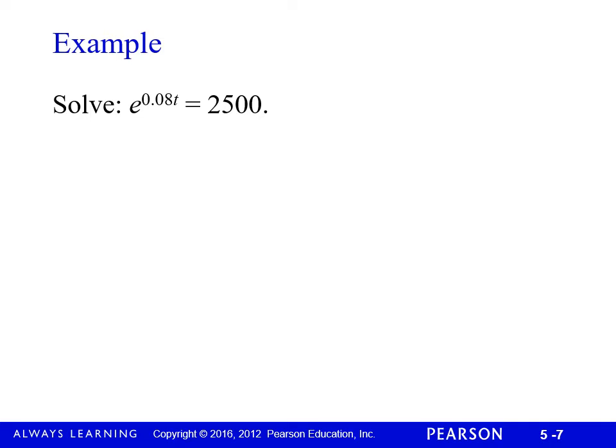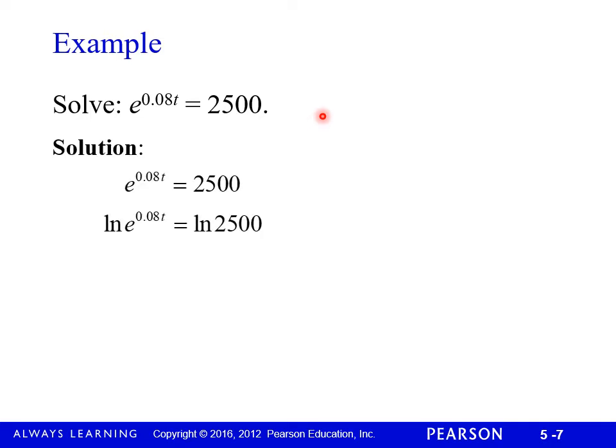e to the power of 0.08t equals 2500. Whenever you have an exponential expression with e in it, then we want to use the natural log, because remember, natural log uses a base e, and this will make it simpler to solve. So we're going to take the natural log of both sides.